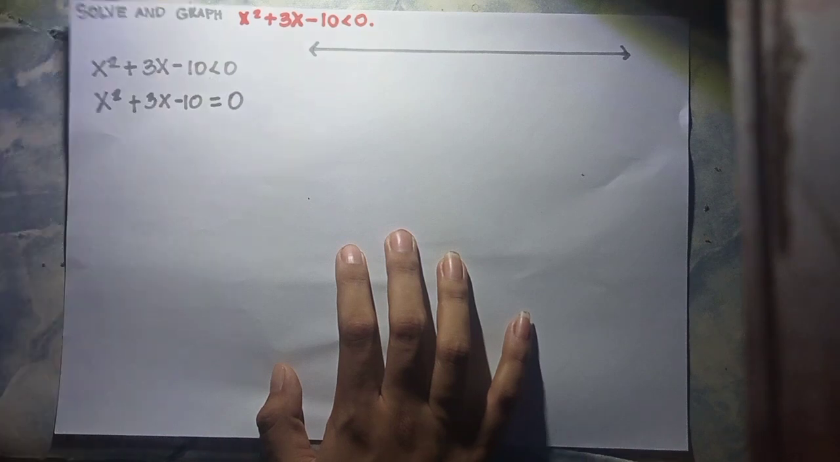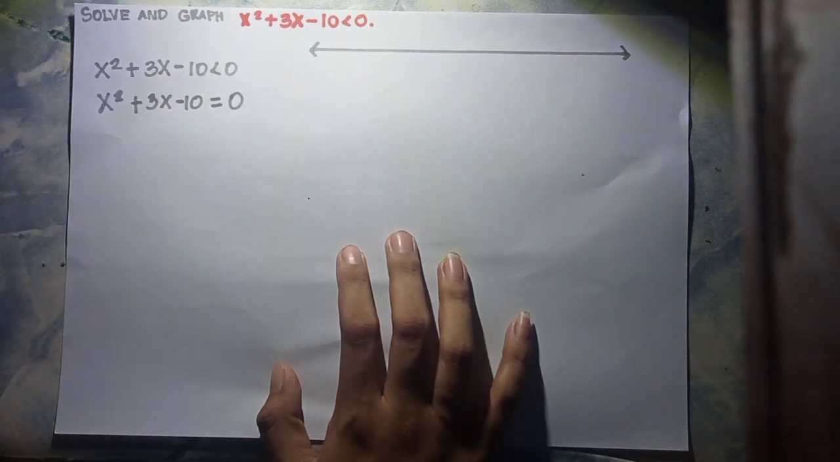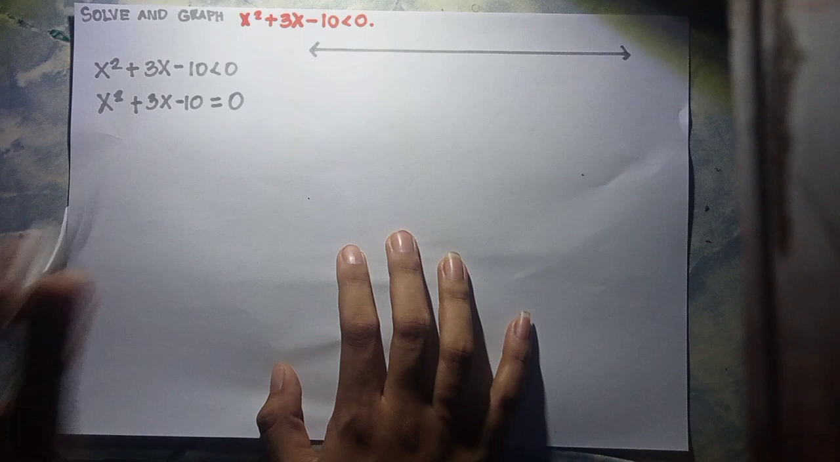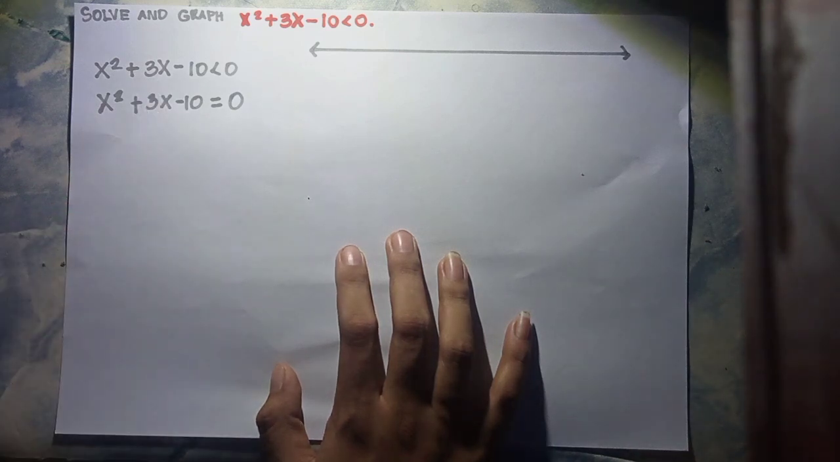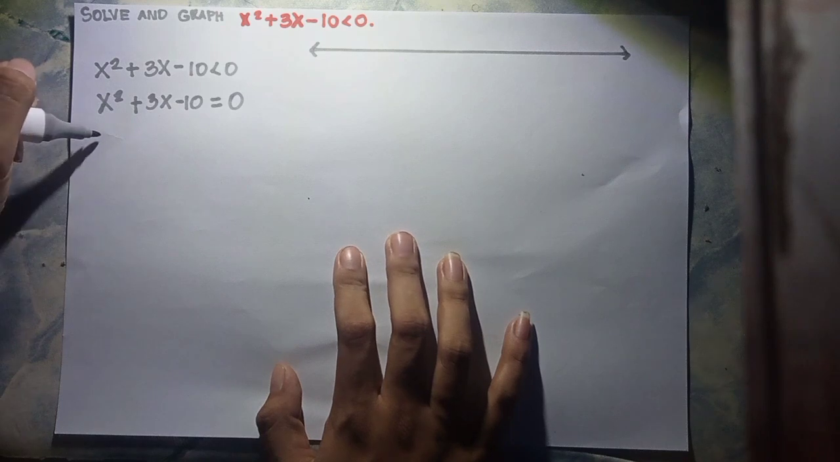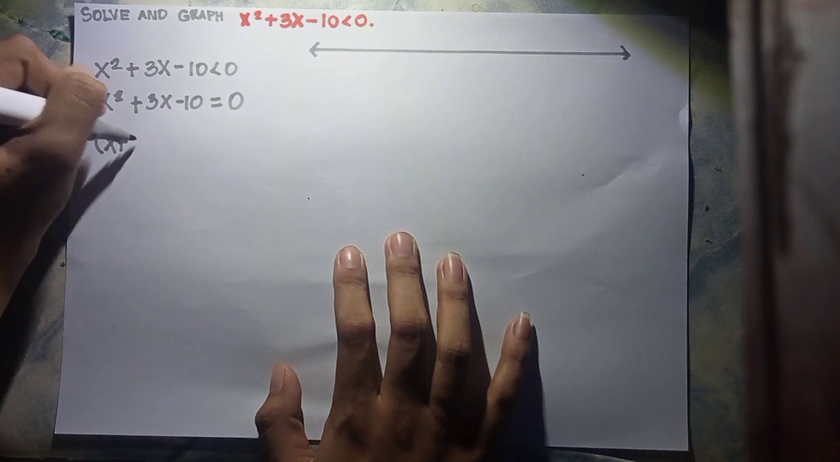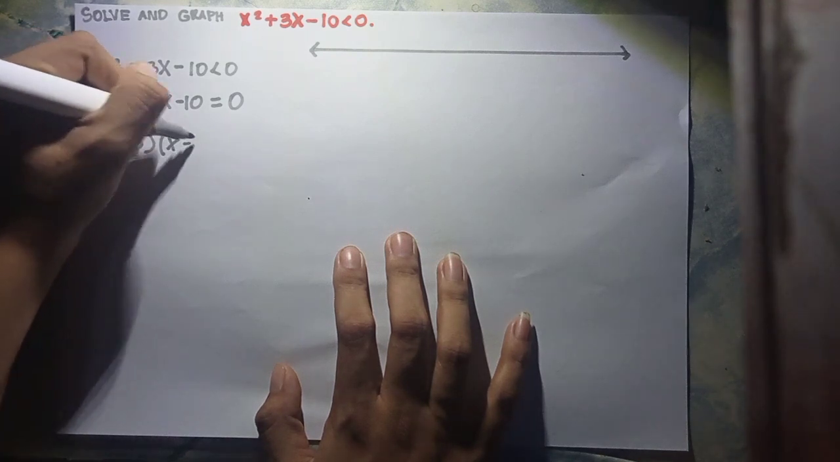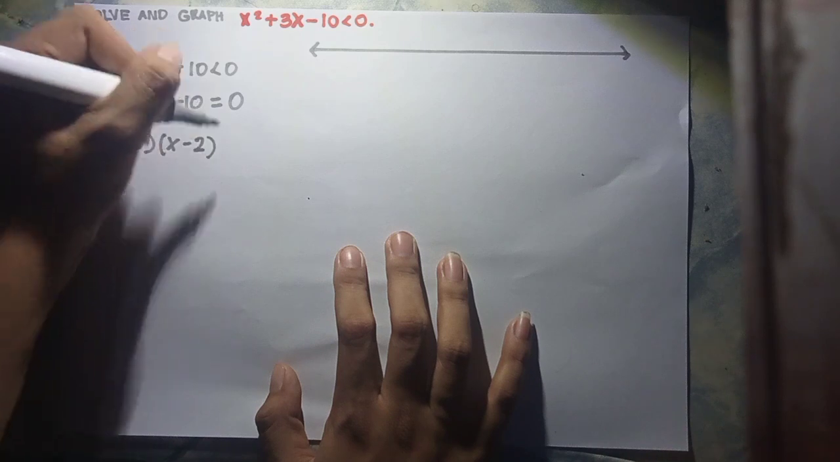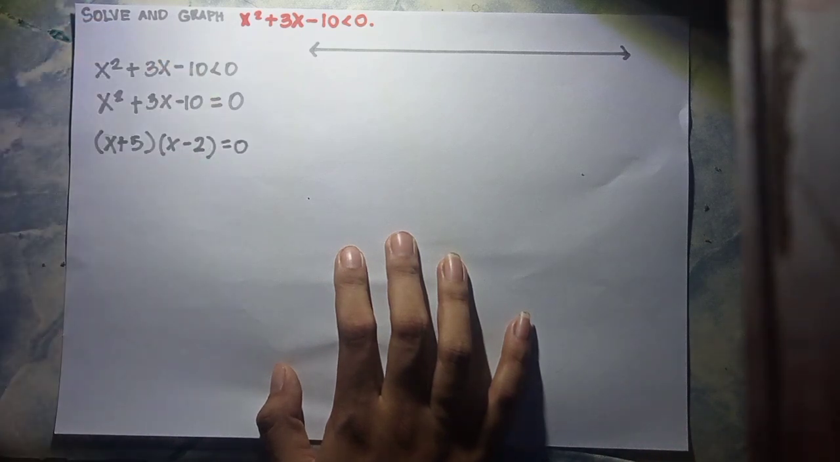First, you need to transform this inequality into a quadratic equation. We simply change the less than symbol into an equal sign. That'll become x squared plus 3x minus 10 equals 0. Now, it is a quadratic equation. In this case, we will solve this quadratic equation by factoring because this equation is factorable.